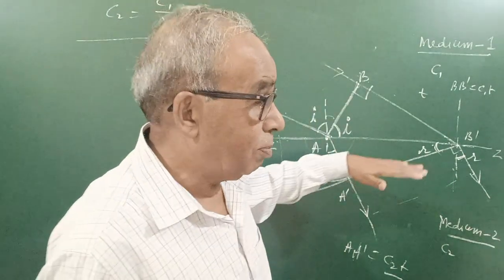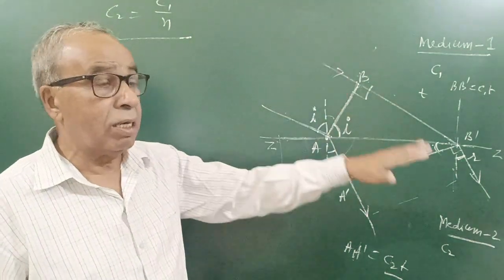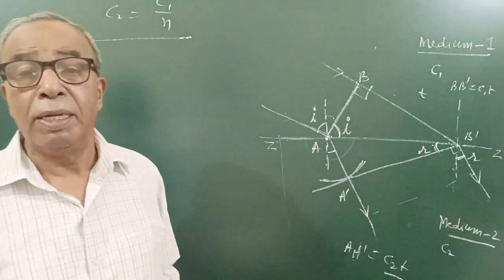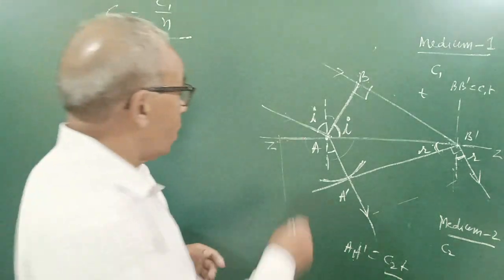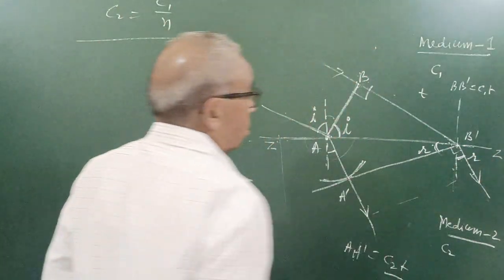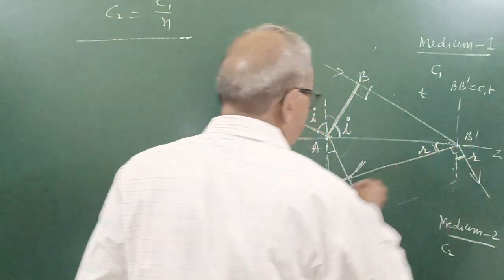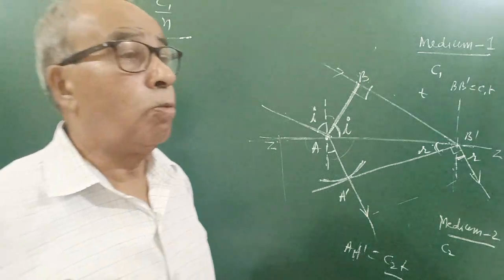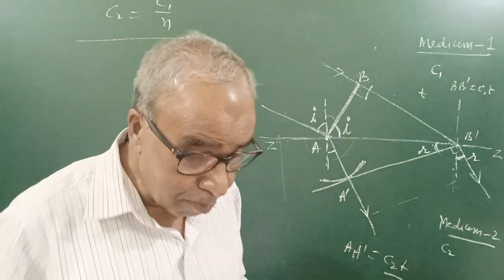So if that boundary is normal to plane of paper, then incident wave front, reflected wave front will also be normal to plane of paper, and hence normal to the interface. Incident wave front, reflected wave front will be all parallel to plane of paper, and hence they all lie in the same plane.